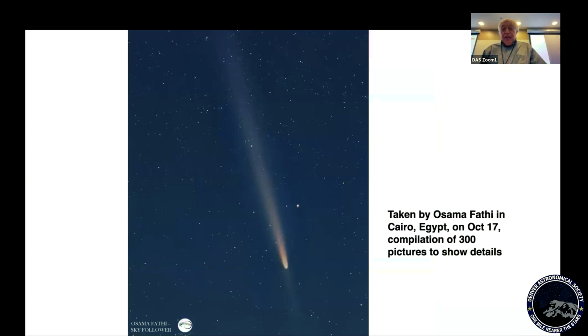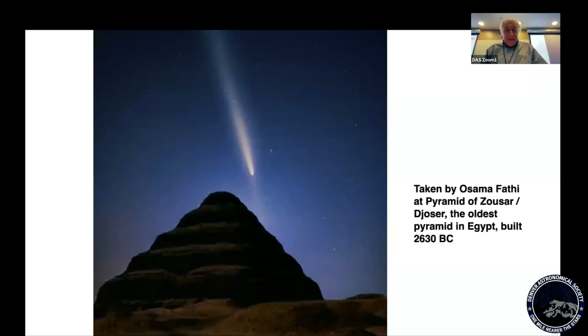This was actually taken in Egypt, and this compilation of 300 pictures shows in very good detail how the comet looked, quite impressive. This one was also taken in Egypt, and this is actually the oldest pyramid in Egypt, from about 2600 BC. Of course, nothing was around the last time this comet came around.